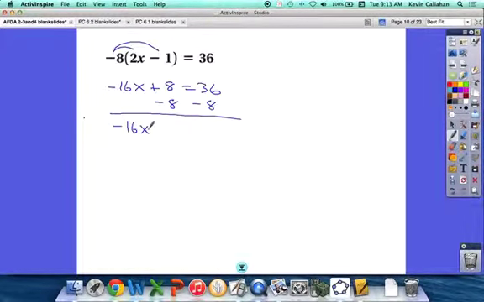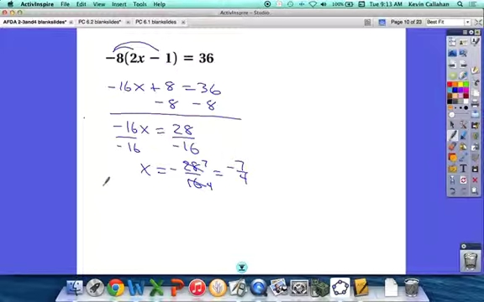Negative 16x equals 28. And then what? Divide by negative 16, right? Because it's a negative. So divide by negative 16. So x equals negative 28 over 16. Now, could we simplify that? What's the greatest common factor between 28 and 16? 4. So if you knock out a 4, that goes in 7 times, it goes into that 4 times. So that's negative 7/4.